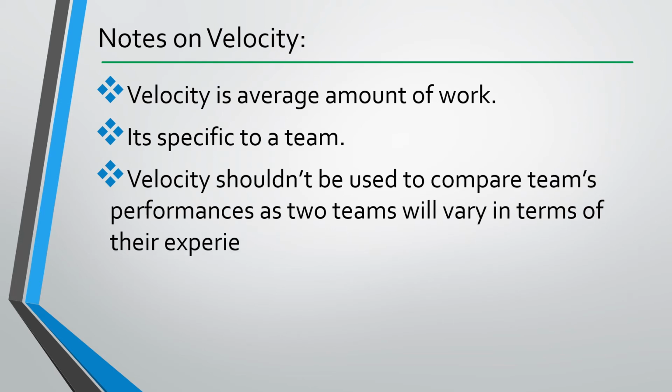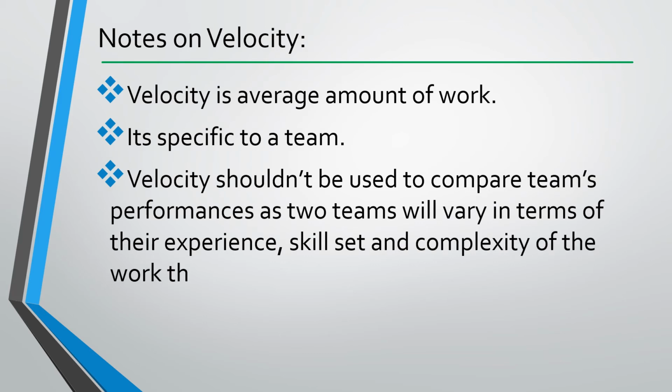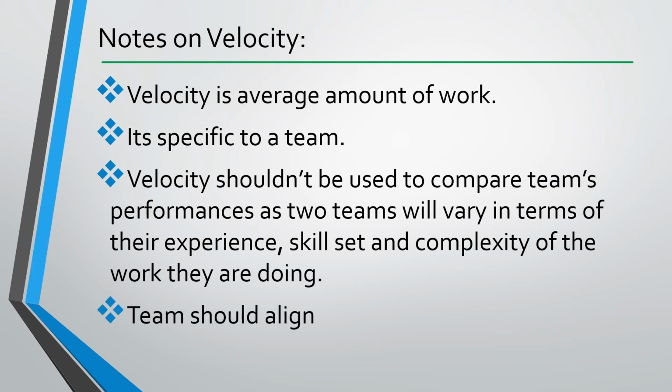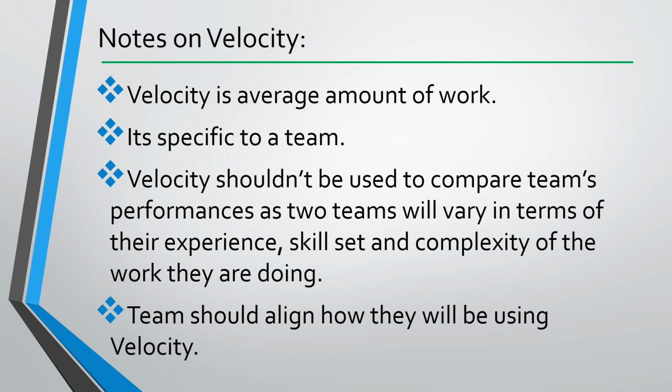So this is specific to a team, and it is advisable from the process perspective that we should not use this particular metric to compare team performance. If there are two teams and one is saying my velocity is 20 story points, the other is saying my velocity is 15 story points, we cannot compare because the kind of work they are doing, and the kind of experience or skill set of each of the team members, varies. Also, the team should align on the purpose of using this metric, and how they want to use this particular metric in Scrum.